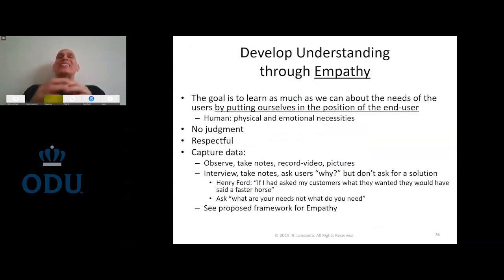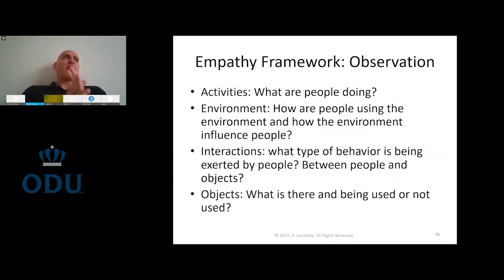So that's the difference: needs versus what's needed. And we need to refrain ourselves from what is needed in this process, in particular in the understanding. So again, needs, that's the key word that I want you to remember with respect to design thinking. So you develop empathy, and you want to see what activities are happening around your subjects, what the environment is, how people interact with the environment and with other people, and what objects they have and are using.